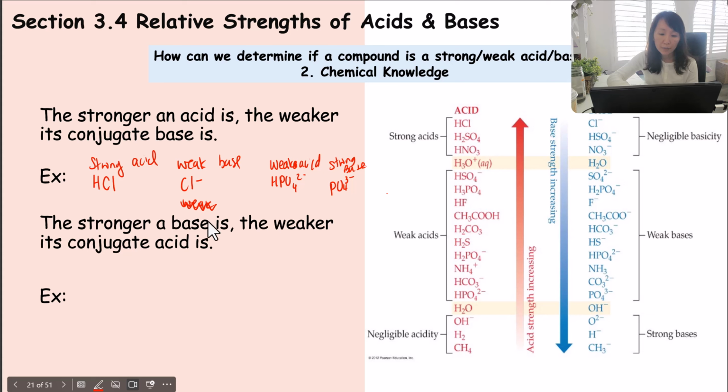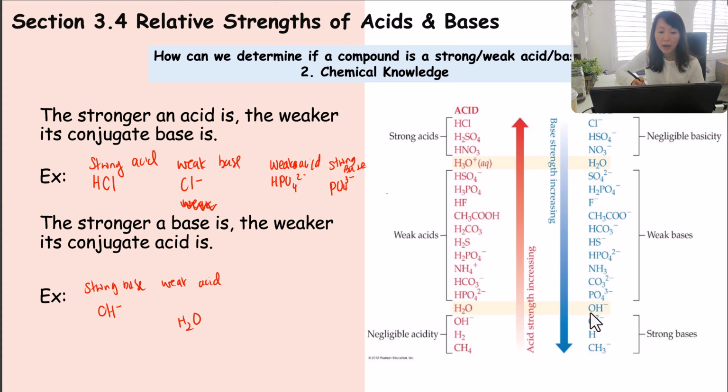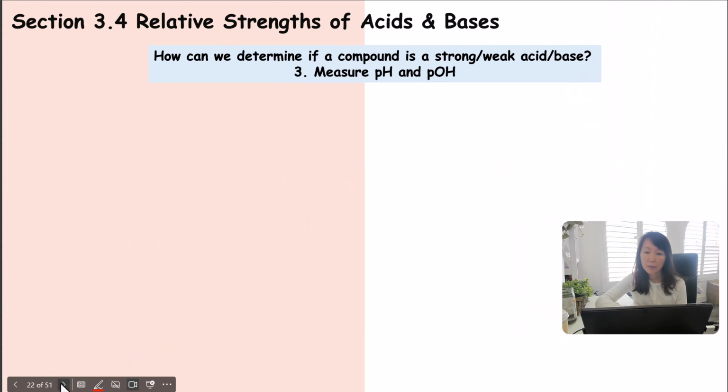Now, the stronger the base is, so if we have a very strong base, the conjugate acid will be weak. So for example, here's my hydroxide, which is a very strong base. We've seen a lot of hydroxide being a strong base. That means its counterpart, or its conjugate acid, is going to be a weak acid. So we know that if one is stronger, its counterpart is going to be the weaker one. So that's for the chemical knowledge. And what about some other ways?